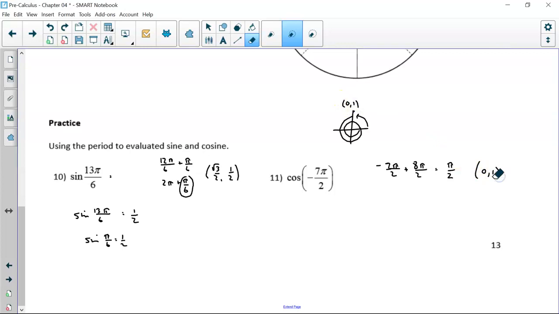There's our coordinates. So the cosine of negative 7 pi over 2 is going to equal the same as the cosine of positive pi over 2. That's going to be our x-coordinate, which is 0. And that's how we can use that. So let's go to the next page, please.